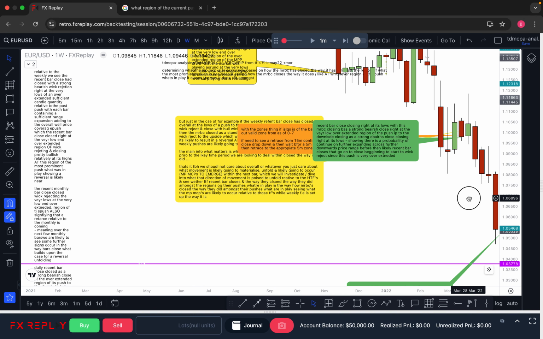So you can see the monthly structure a little bit better. The most recent monthly bar closed right at the very low overextended region of a healthy candle quantity push to the downside, right beneath the previous push range low, which also then started to wick reject at the very low region, signaling that a reversal is likely to possibly come closer. So it's wick rejecting at the very low overextended region of a push to the downside.